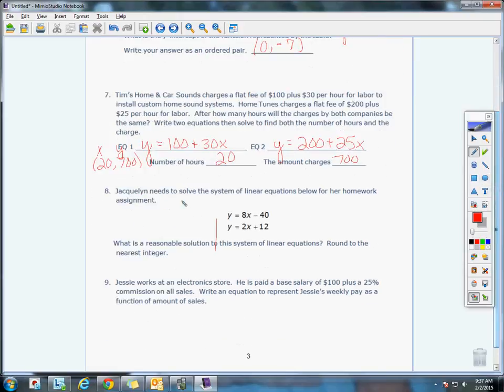All right, number 8. Jacqueline needs to solve the system of linear equations below for a homework assignment. We have y equals 8x minus 40 and y equals 2x plus 12. What is a reasonable solution to the system of linear equations, rounded to the nearest integer?